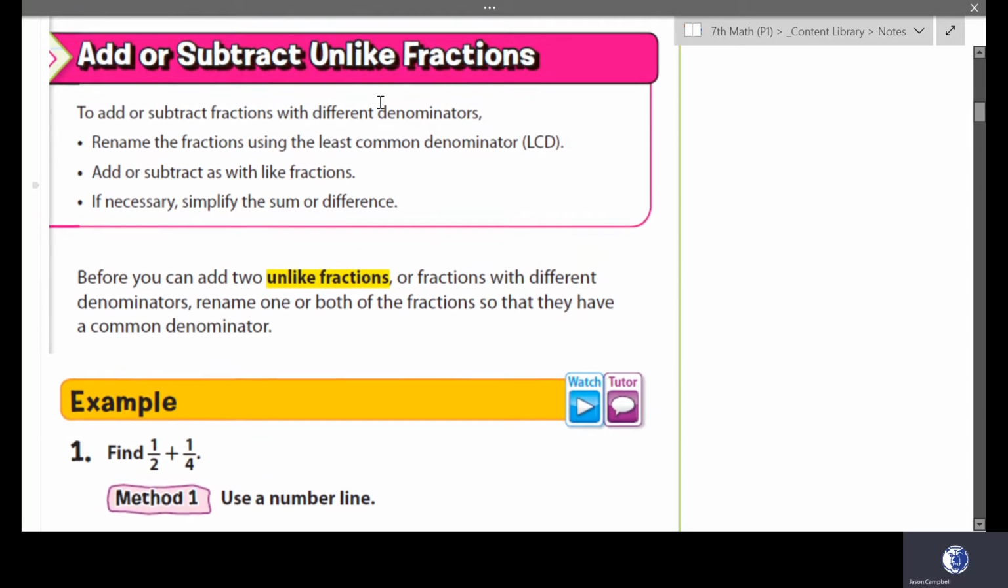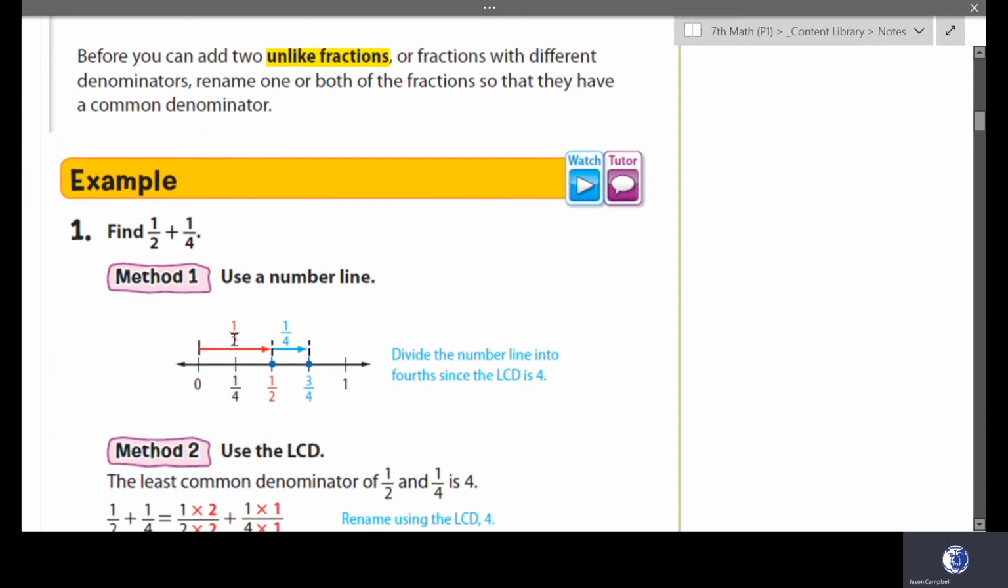Add or subtract unlike fractions. To add or subtract fractions with different denominators, rename the fractions using the least common denominator. Add or subtract as with like fractions. If necessary, simplify the sum or difference. Before you can add two unlike fractions, or fractions with different denominators, rename one or both of the fractions so that they have a common denominator.